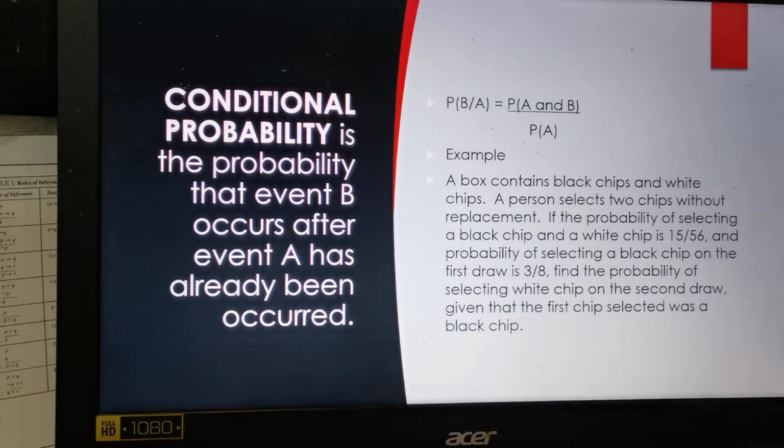A box contains black chips and white chips. A person selects two chips without replacement. So without replacement means dependent siya. Okay, so if the probability of selecting a black chip and a white chip is 15 over 56, and the probability of selecting a black chip on the first draw is 3 over 8, find the probability of selecting a white chip on the second draw given that the first chip selected was a black chip. Okay, so let us illustrate that.